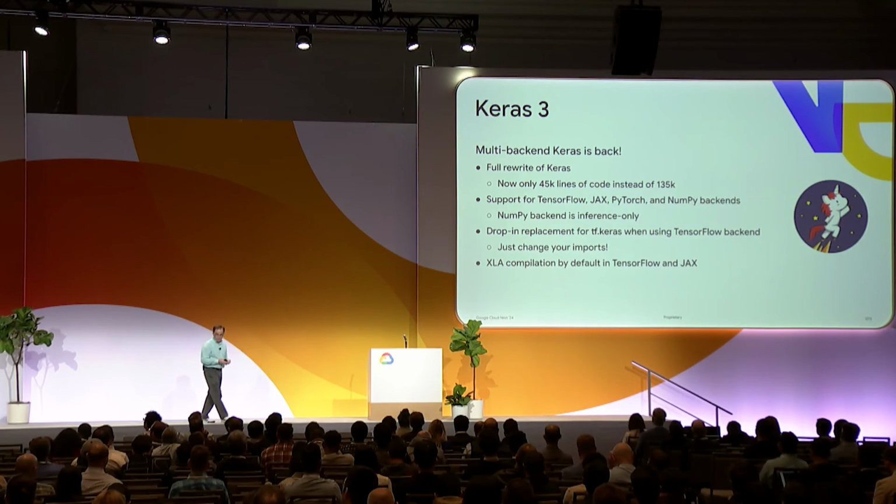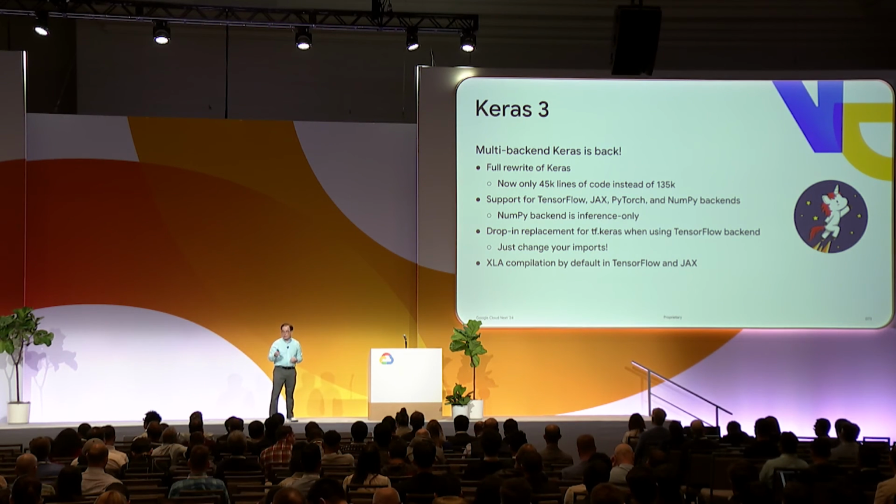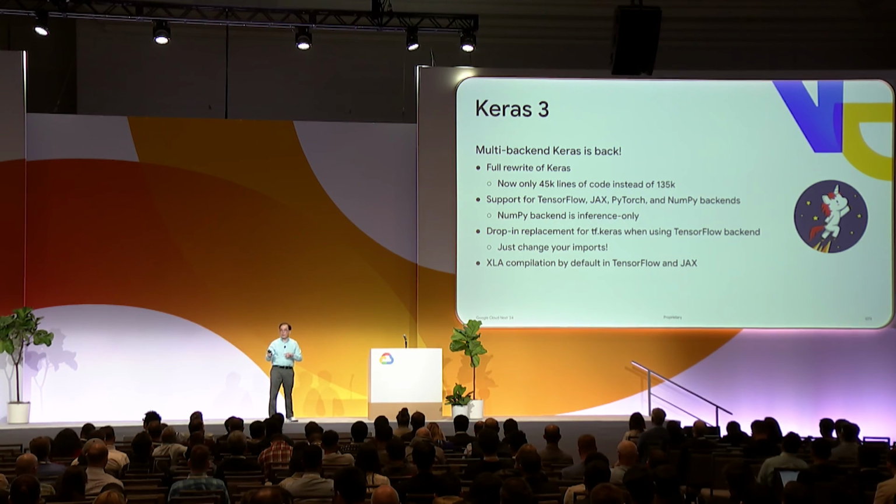It's a drop-in replacement for what many of you are probably familiar with in TensorFlow Keras, which was Keras 2. This is Keras 3. All you're going to do is change your imports. And since it includes JAX, it includes XLA compilation, so you get all those performance benefits. Go to Keras.io and check out the performance study that they did and the speedup they get when they move to JAX.